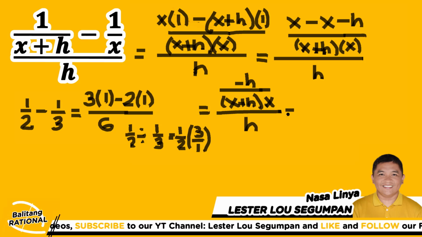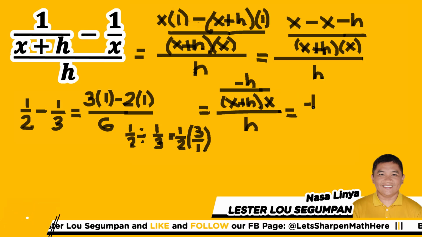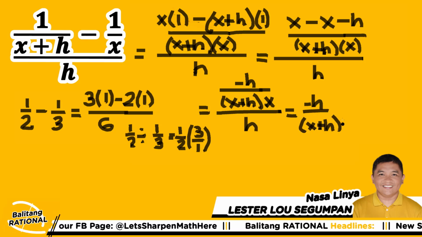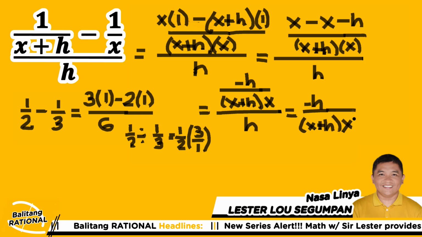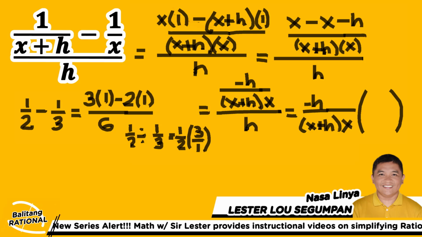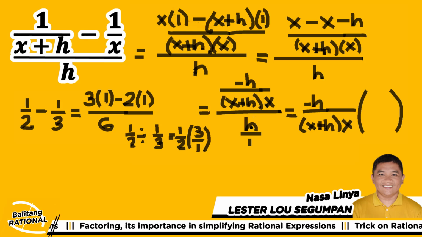So, dito po, kasi ito po yung entire numerator natin, we're going to keep this as is. So, negative h over x plus h times x. This is our keep. Change the operation, this division here, to multiplication. And we'll reciprocate our denominator h. Take note that h po, meron po yung h over 1. Just like 2 is 2 over 1 po. Yung 10, pwede pong isulat na 10 over 1. We just don't write over 1 kasi nga po, given na po yan. So dito, we will reciprocate this, 1 over h yung matitira natin.